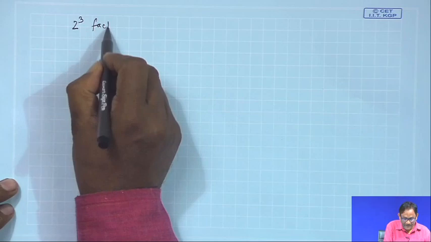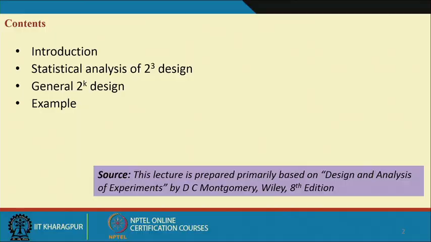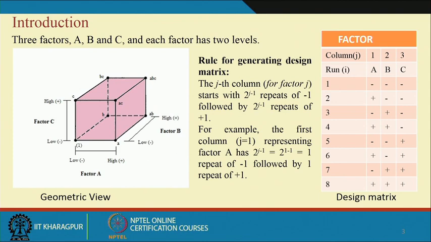Today we will see the same thing for 2 to the power 3 factorial design. In this class we will see the statistical analysis of 2 to the power k designs, then we will go for the 2 to the power k general design. The lecture is prepared based on chapter 6 of Design and Analysis of Experiments written by D.C. Montgomery.